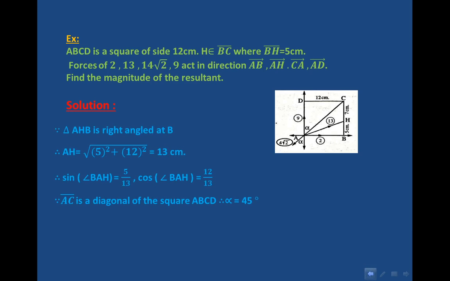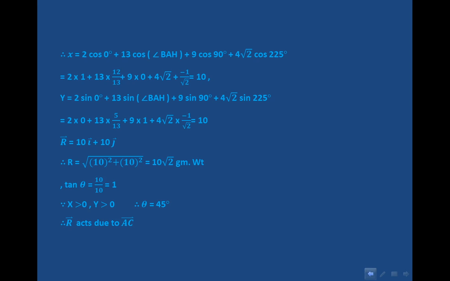Triangle AHB is a right-angled triangle at B. Take care, AH equals the square root of 5 squared plus 12 squared equals 13 centimeters. Sine angle BAH equals 5 over 13, and the cosine angle BAH equals 12 over 13. Since AC is a diagonal of the square, therefore angle alpha equals 45 degrees. Therefore, measure of angle alpha equals 45.